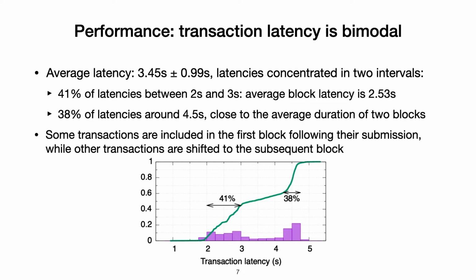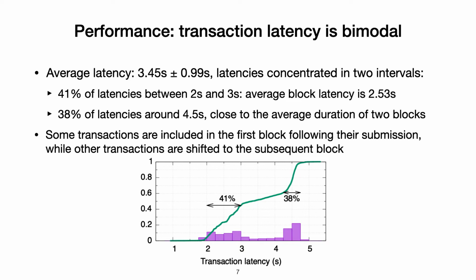We now consider the performance of Tendermint in the absence of failures. We start from the latency, which presents a bimodal distribution that can be observed in the graph. The average transaction latency is of 3.45 seconds with almost 1 second of standard deviation. This happens because latencies are mostly concentrated in 2 intervals.